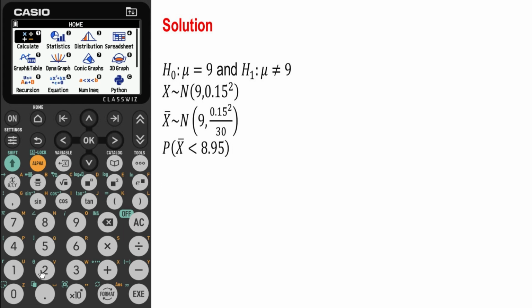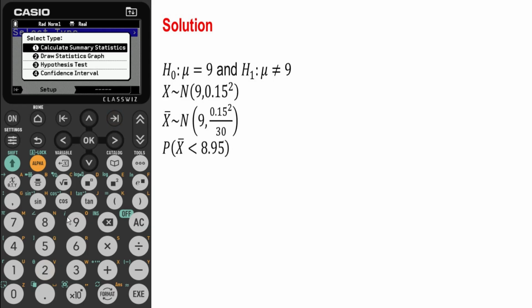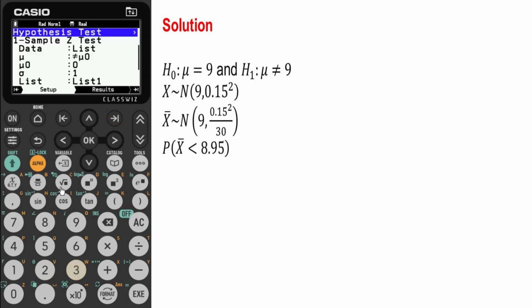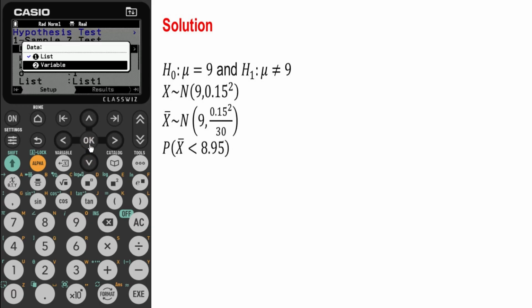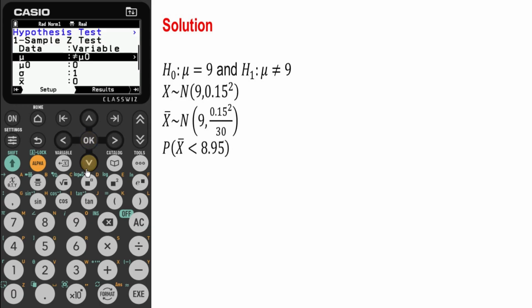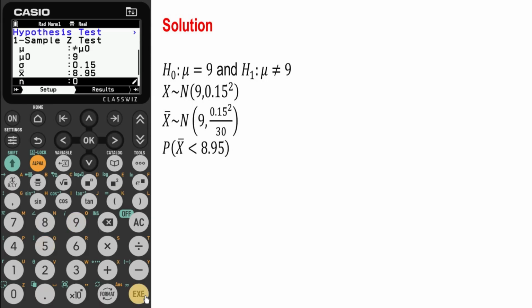If we go to the statistics application, then setup, then hypothesis test, we have a one sample Z test. Data will be selected from variable. We have a two-tailed test. We have mu being 9, sigma being 0.15, x bar being 8.95, n being 30.